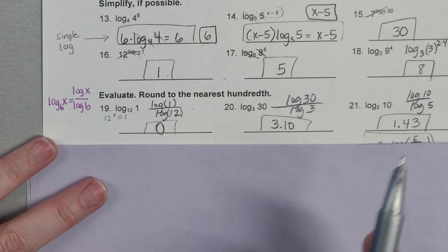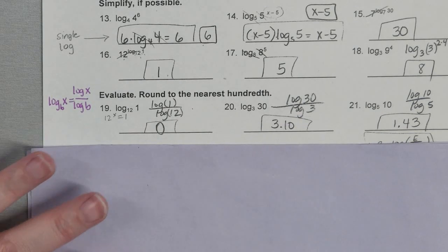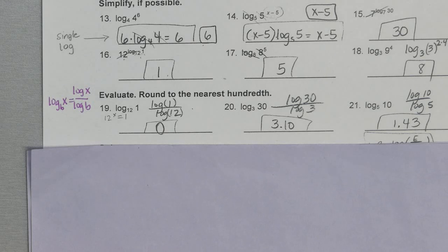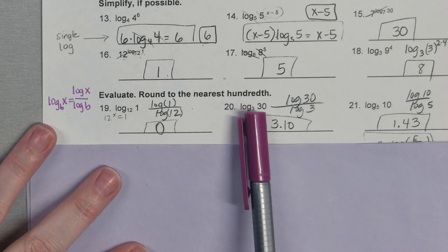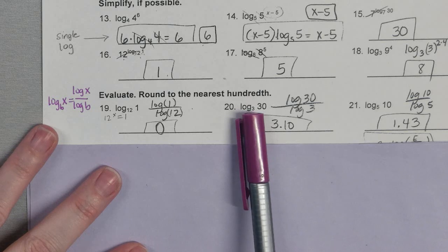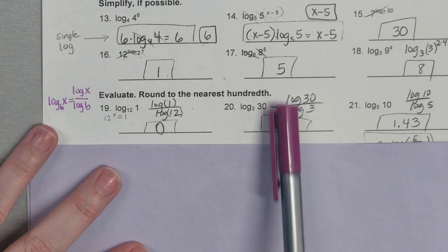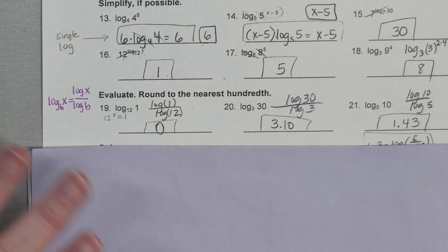You get 0. Okay, the log of 30 divided by the log of 3. You could also have on your no calculator section, maybe I would just ask you to write this out and not calculate it. So you'd have to be able to show me what this is and then not calculate it.